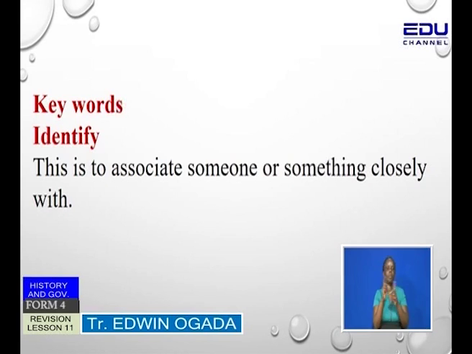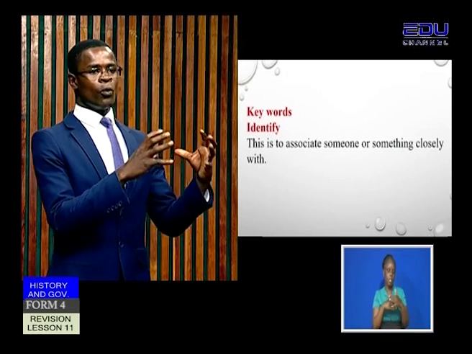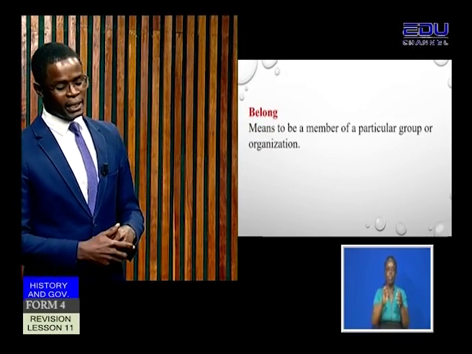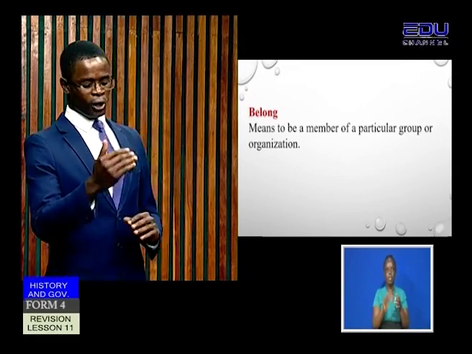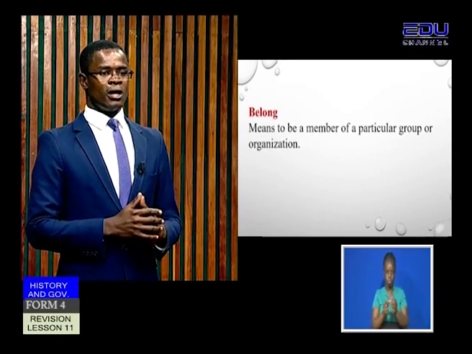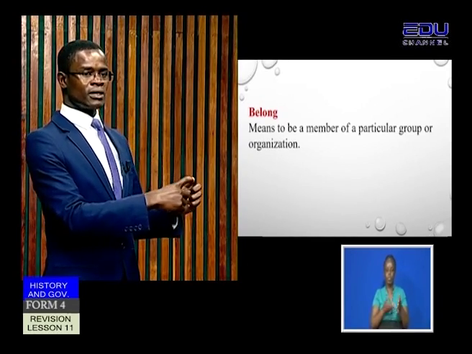The first keyword that you need to understand is the term identify. The question asks you to identify two nations that belonged to the Triple Entente during the First World War. To identify is to associate someone or something closely with. So we'll be associating those nations with the alliance of Triple Entente. The second keyword is belonged. Remember, to belong simply means to be a member of a particular group or organization. So we are going to associate member states or member nations that belong to that particular organization.